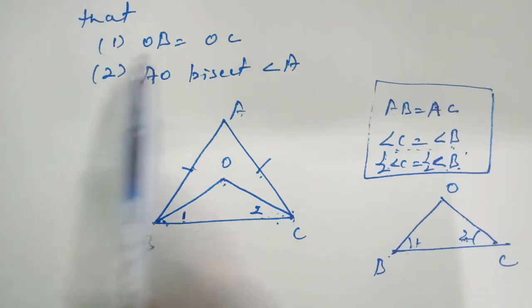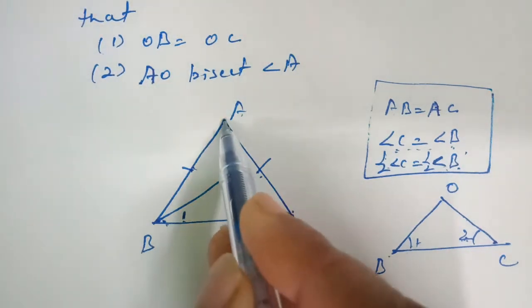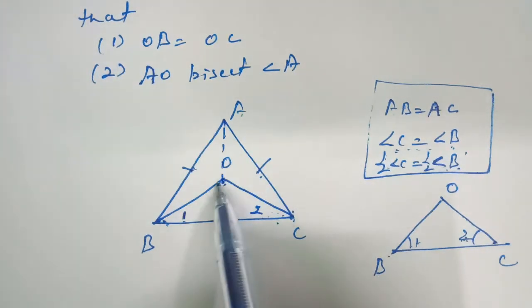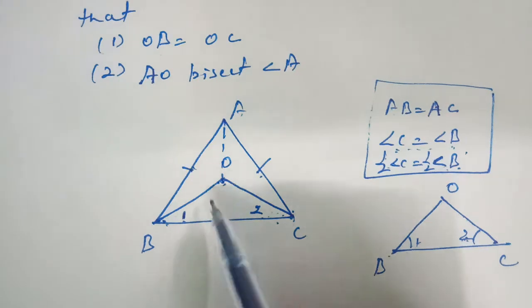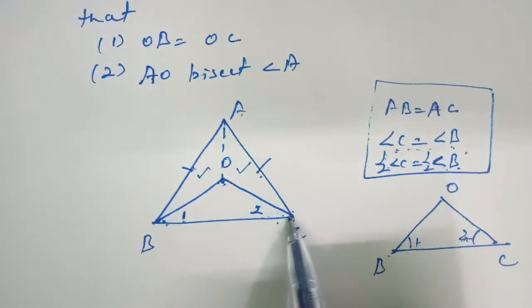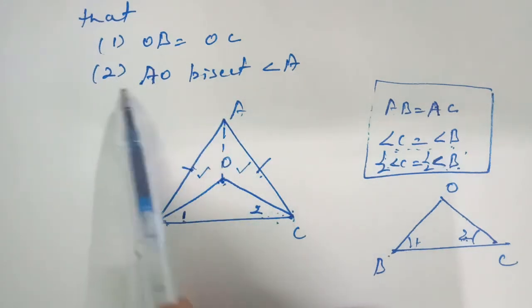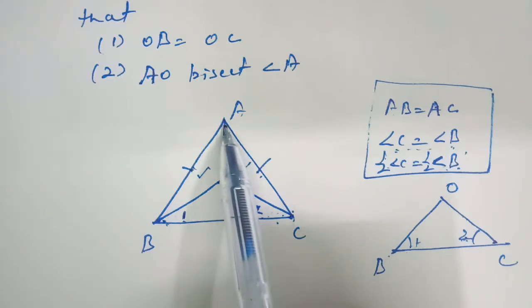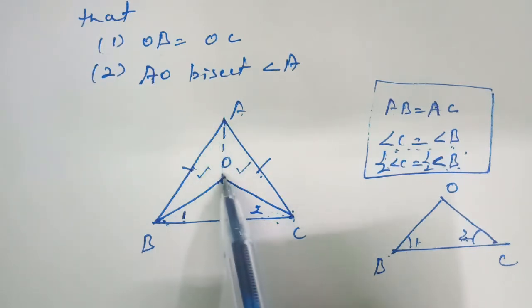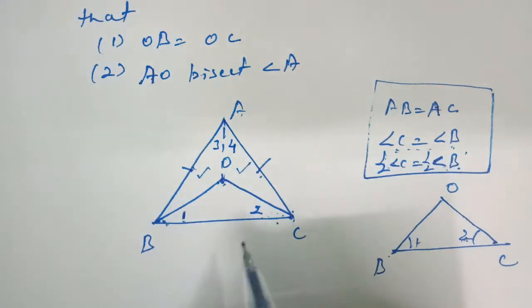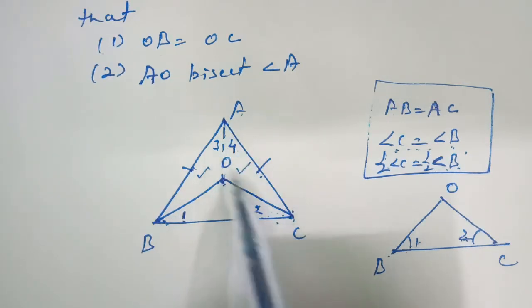For the second part, join A to O. When we join these 2 points, we get 2 triangles, AOB and AOC. In the second part, we have to prove AO bisects angle A. AO is a line. We have to prove this line bisects angle A. It means we have to prove angle 3 is equal to angle 4. Angle 3 is lying in the triangle AOB and angle 4 in the triangle AOC.